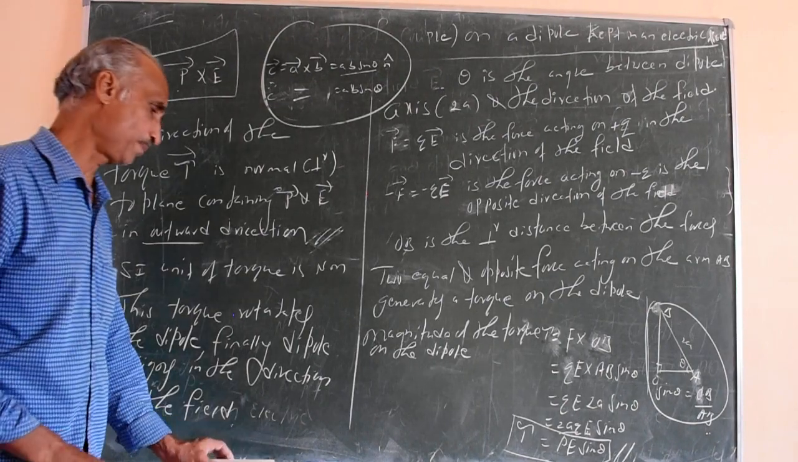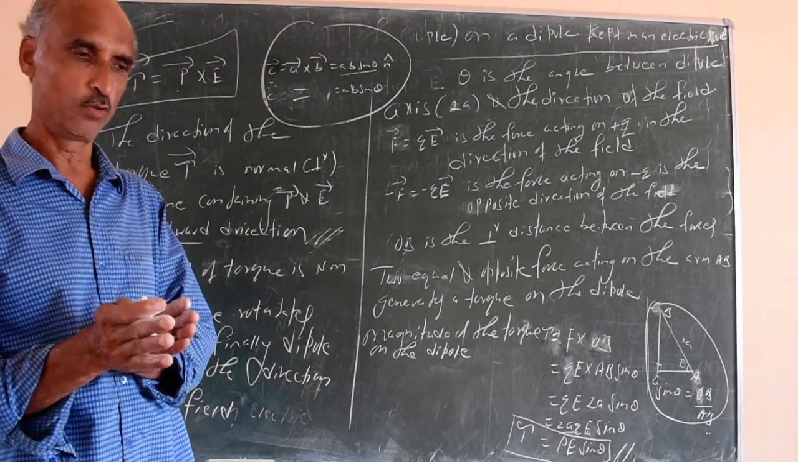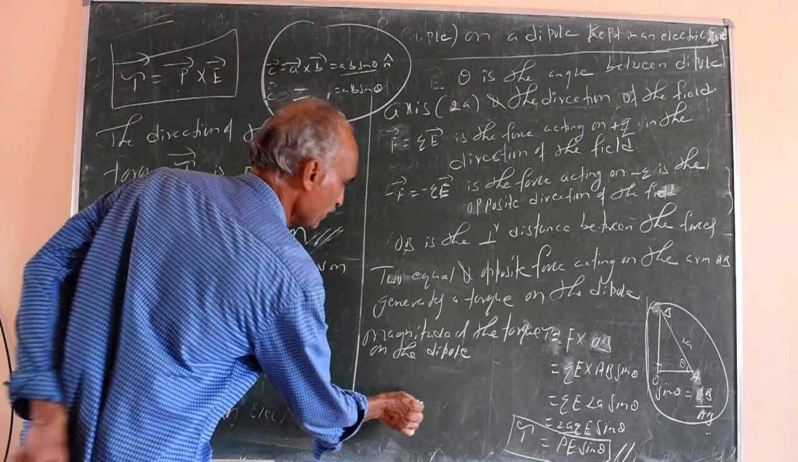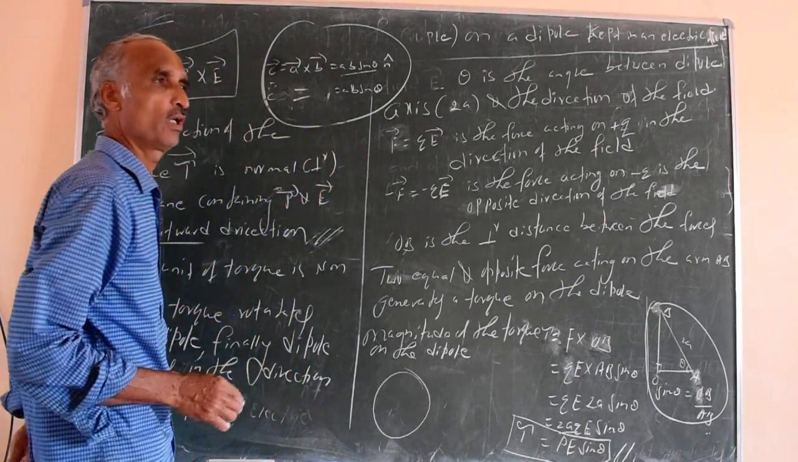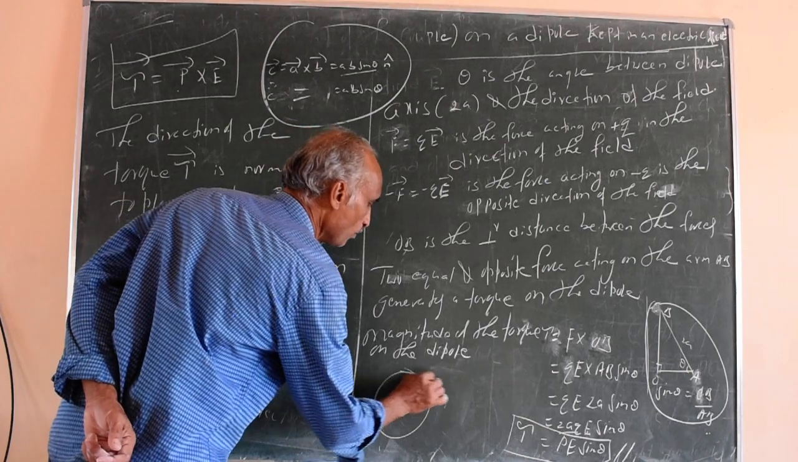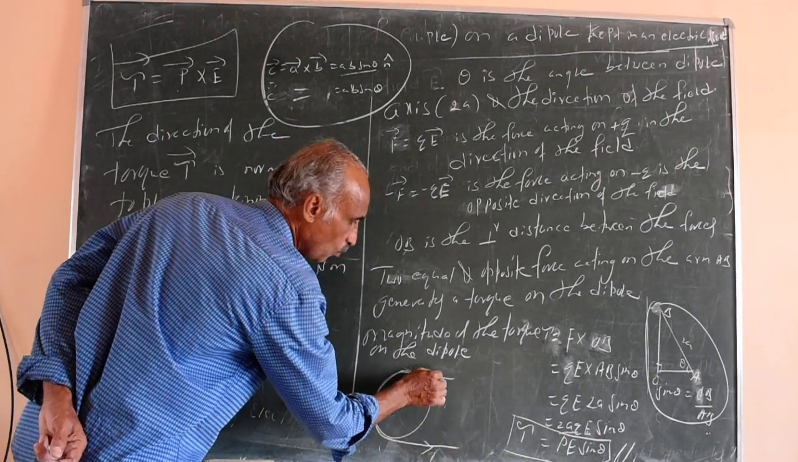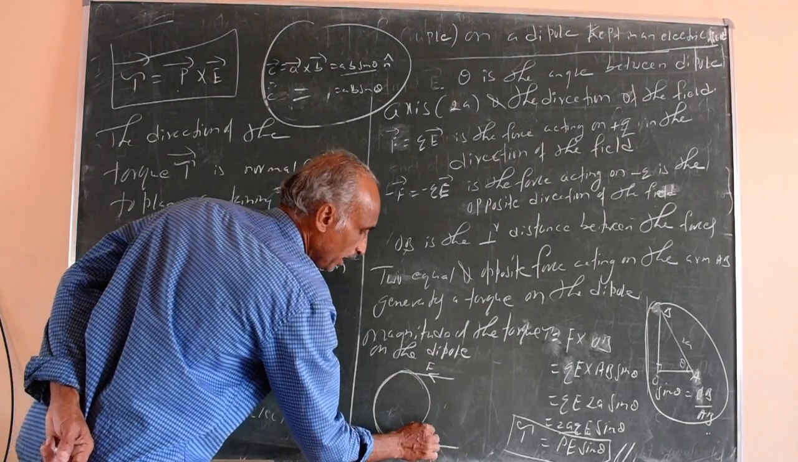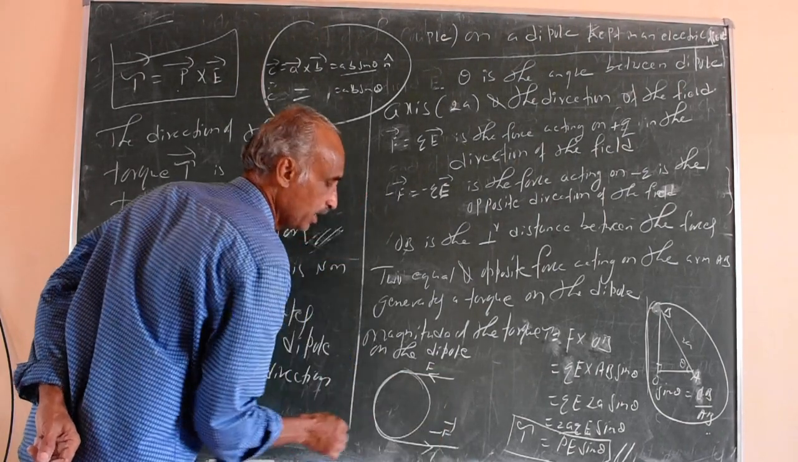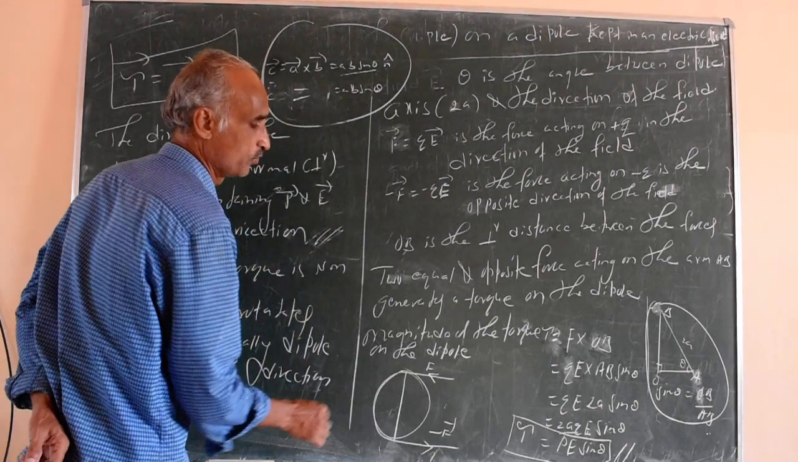Very simple concept. Here two equal and opposite forces are acting. The best example is the steering wheel being rotated by the hand. Here one force F bar is acting in this direction and minus F bar is acting in this direction. So along this arm, the force is acting.